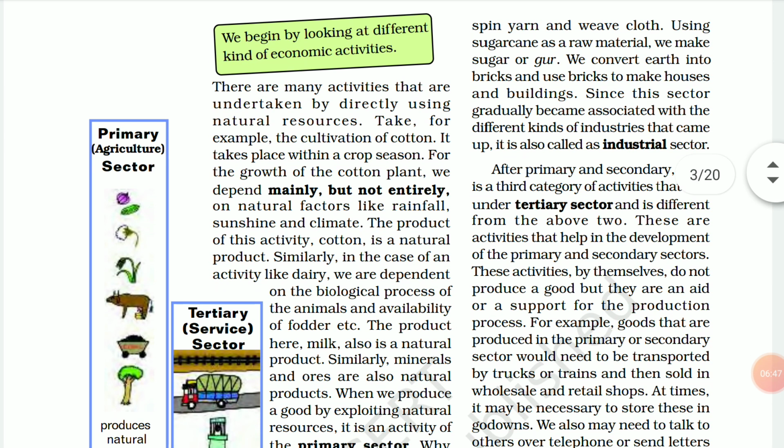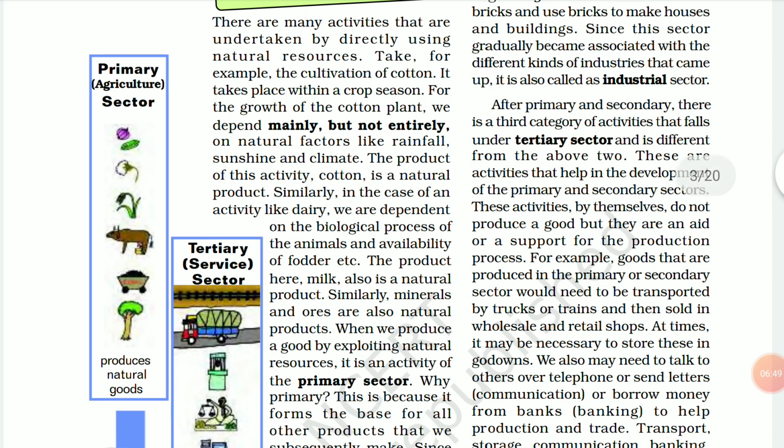Now, after primary and secondary, there is a third category of activities that fall under the tertiary sector. One thing you have to remember is the basic difference between the primary, secondary and tertiary: in primary and secondary, production takes place. Okay, something is being produced, but in the tertiary sector no production takes place. This is the sector that provides services.